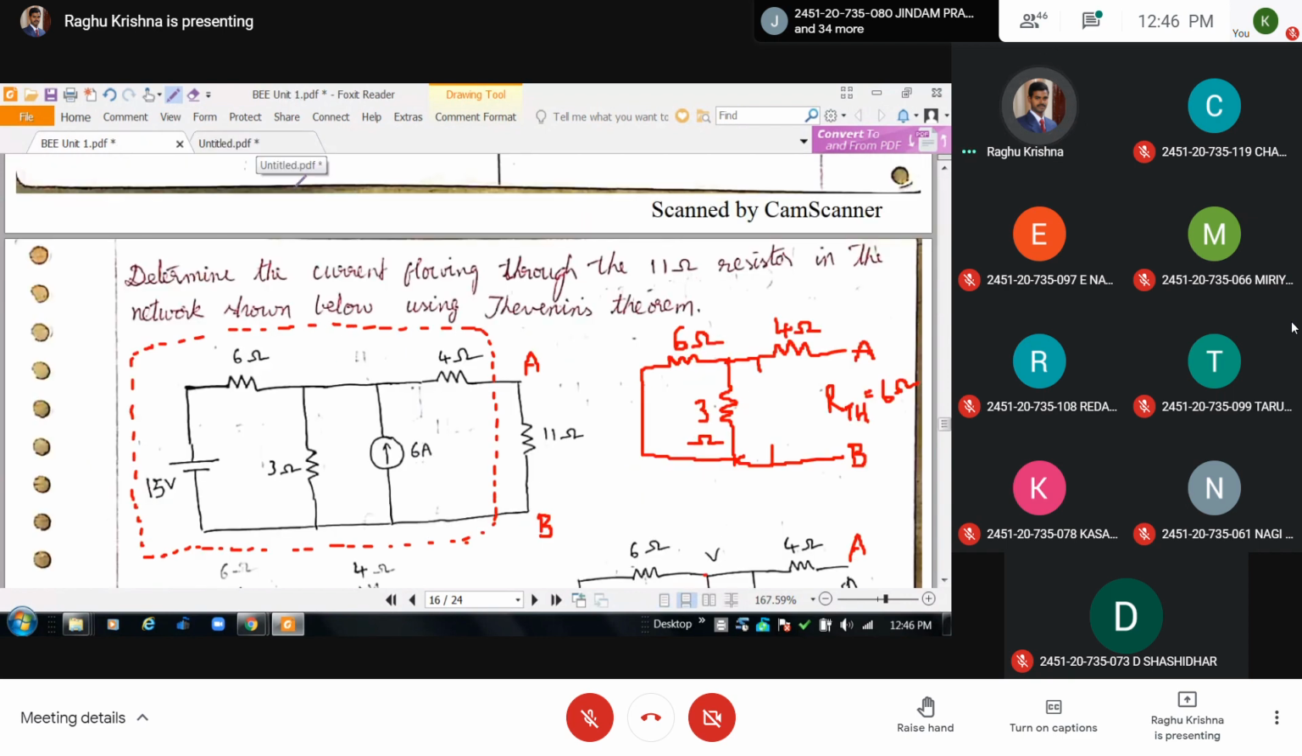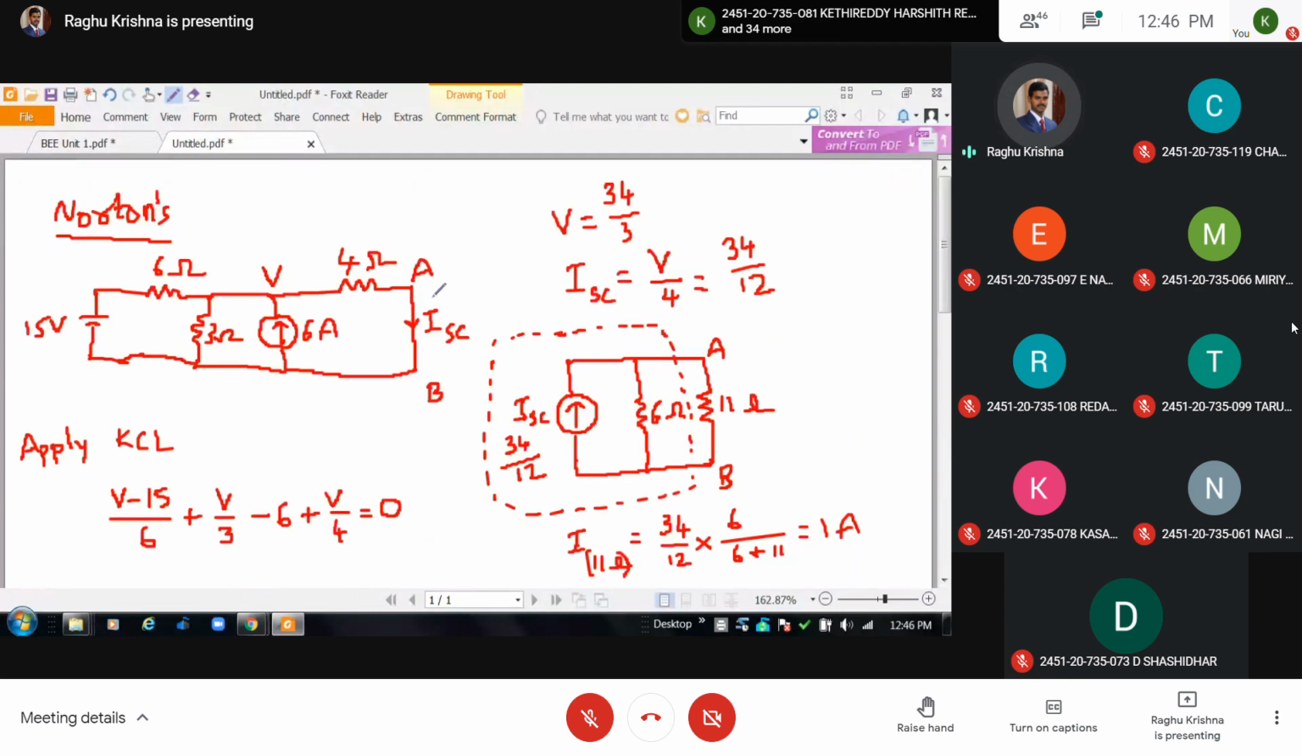Here, A and B are the two terminals. A and B terminals are short circuited, and I am going to find out the short circuit current. Here I applied KCL at this node and got the ISC as 34 by 12 amperes. ISC is the Norton's current, so I put ISC here.